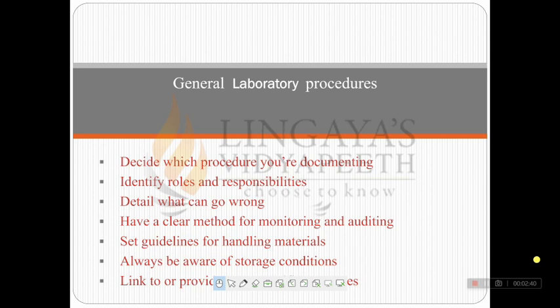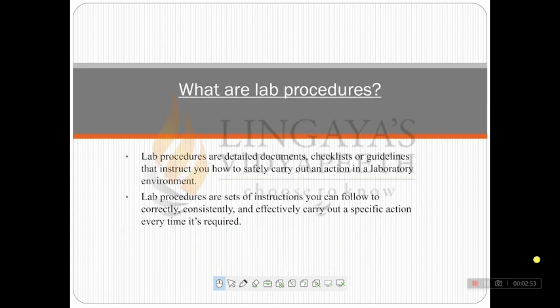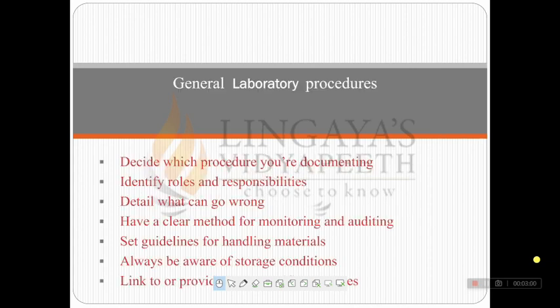Now, talking about the general laboratory procedures. So general laboratory procedures include, first of all, deciding which procedure you are documenting. As I told you, it is a documentation of different actions or checklists or guidelines that you are performing in the laboratory. So first of all, you have to decide which procedure you are documenting. Alright. Secondly, to identify the roles and responsibilities.